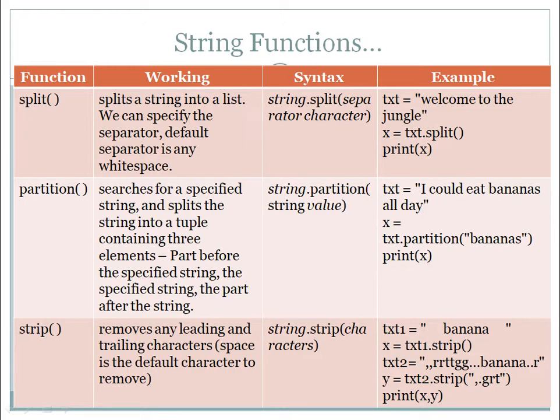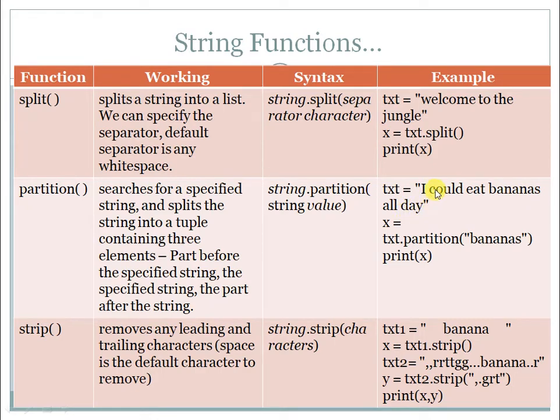Clear? Then we have the partition function. It searches for a specified string and splits the string into a tuple. Please note, a tuple, where the tuple has three parts. What are the three parts? The first one is the part before the specified string, the second part is the specified string, and the third one is the part after the string. Suppose you have a text like "I could eat bananas all day", and you want to partition this string on the basis of bananas. So the output will be "I could eat" as the first element, "bananas" as the second element, and "all day" as the third element.